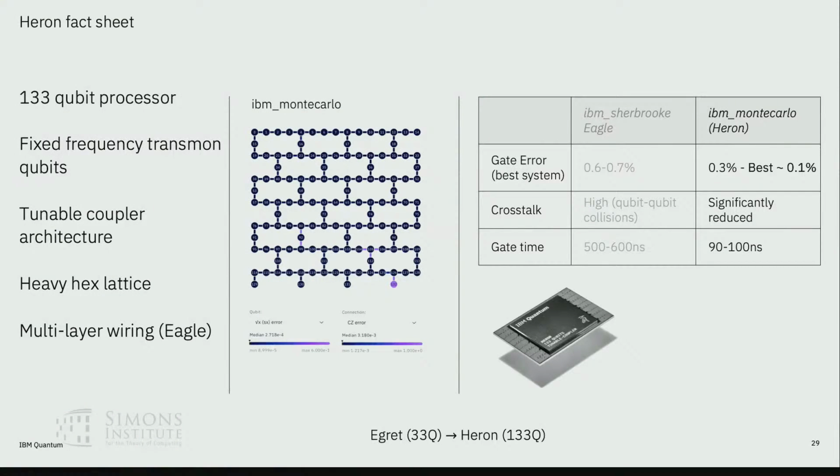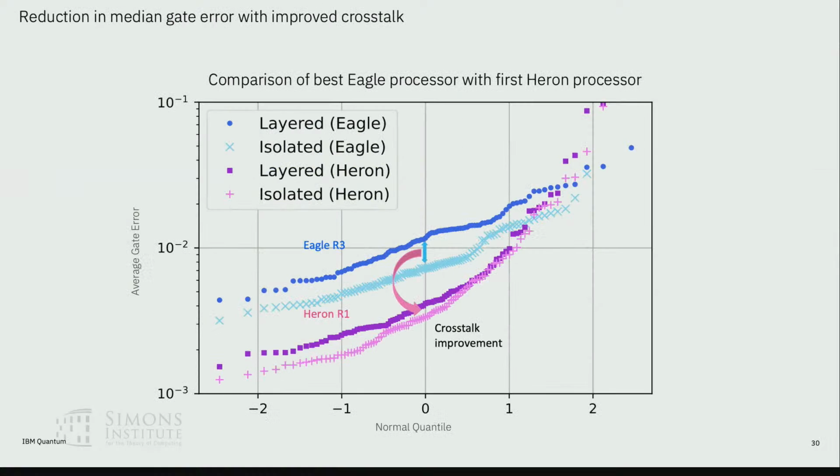The gate errors are much improved compared to the Eagle devices, but the big part is that it has significantly reduced crosstalk. And on top of that, the gate time of these devices: on the Eagle devices, we had 500 to 600 nanosecond 2-qubit gates, and now down to about 90 to 100 nanoseconds. So it's much faster. And you can see the gate performance in this plot.